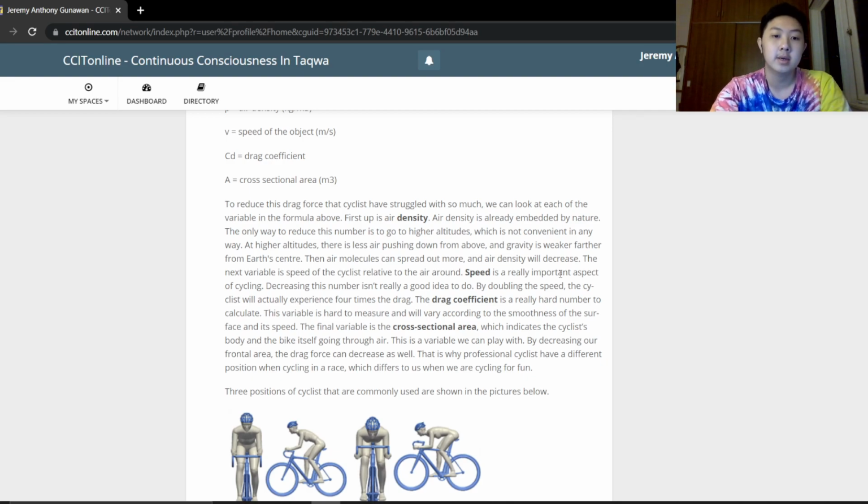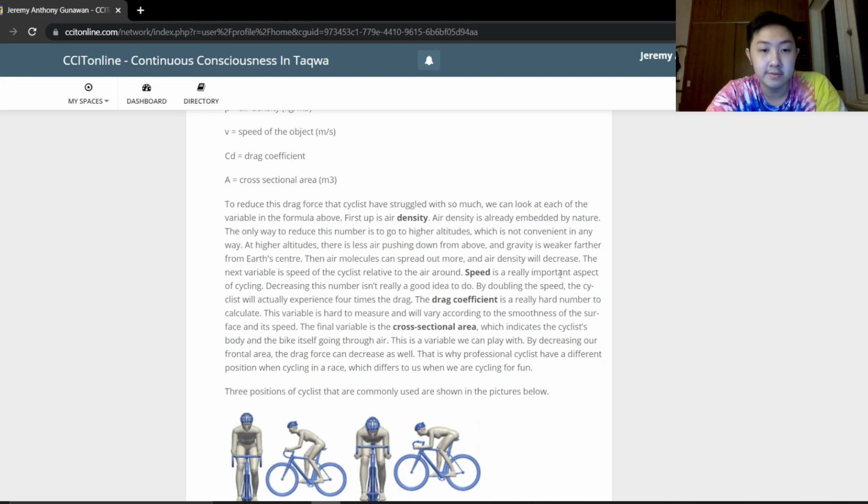The next variable is speed. Speed is a really important aspect in cycling, especially in races. We cannot decrease speed to make less drag. That seems like a really bad idea because we will lose the race even if we experience less drag. So that's not possible. The next is the drag coefficient. It is really hard to calculate or measure, and it relies on the smoothness of the surface of us and the bike itself and the speed at which we are going. So it seems impossible to change this number.